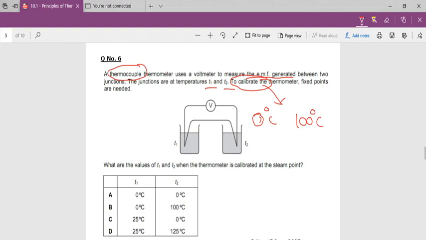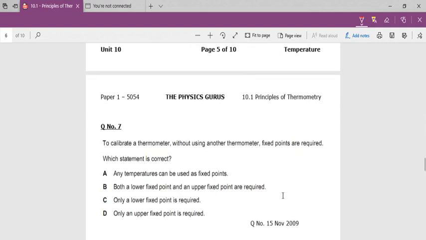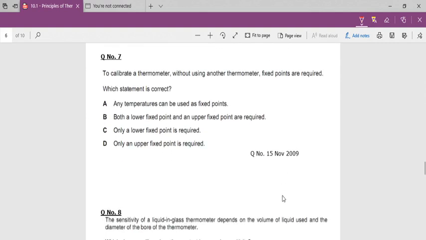So the correct option will be straightforward. Question number 6, the option will be B, because we need two fixed points. So they are the 0 and the 100 degree centigrade. To calibrate a thermometer without using another, again this question is related to calibration. Fixed points are required. Which statement is correct? I have told you that two fixed points, the lower fixed point and the upper fixed point, are required to calibrate a thermometer. Any temperature? No, that is not possible. Only lower fixed point, only upper fixed point? So we need two fixed points, upper fixed point and lower fixed point.